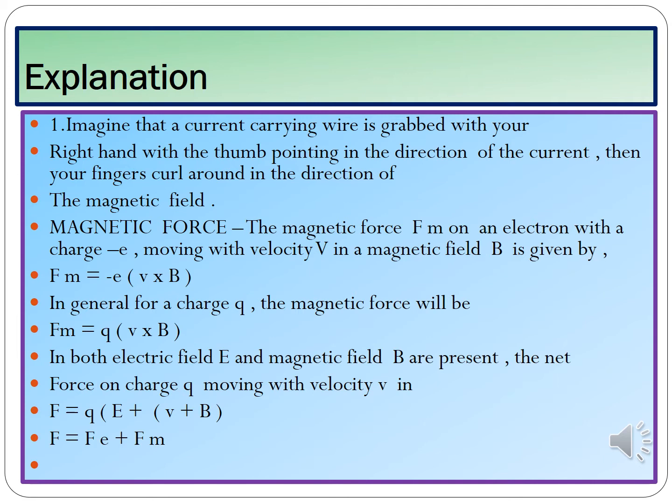So in general, for a charge q, the magnetic force will be Fm equals q multiplied by v cross B. When both the electric field E and the magnetic field B are present, the net force on the charge q moving with velocity v is given by the formula F equals q multiplied by E plus v cross B. Therefore, I can conclude that F equals Fe plus Fm.